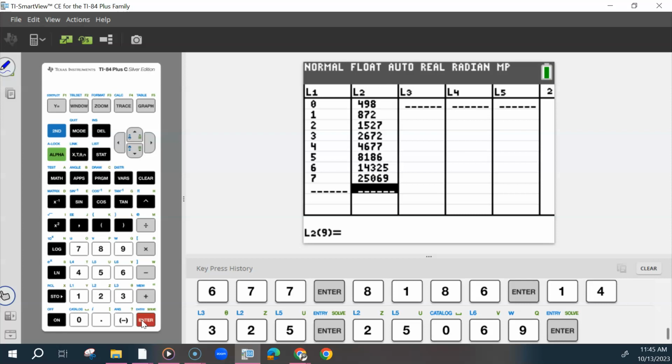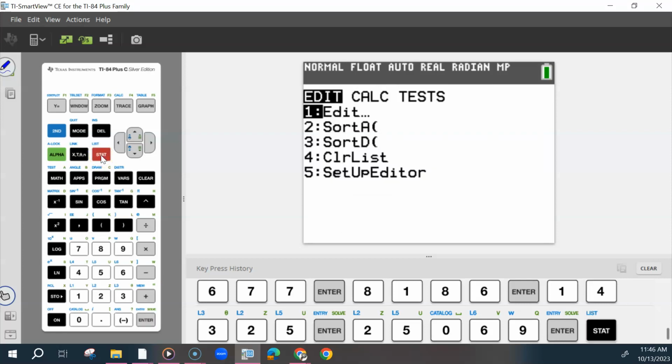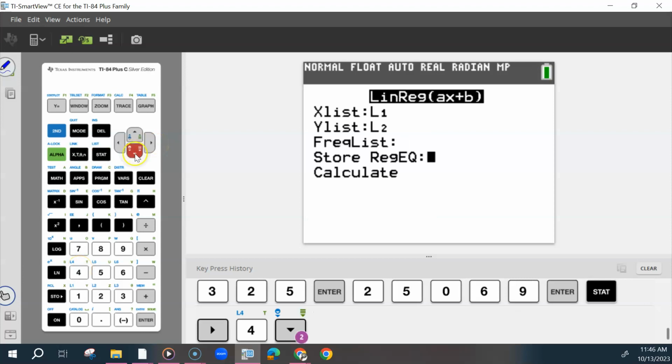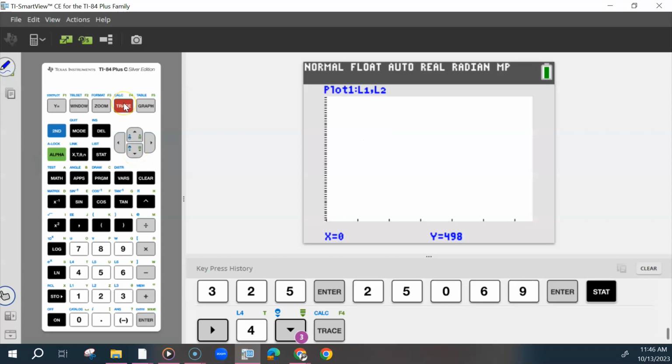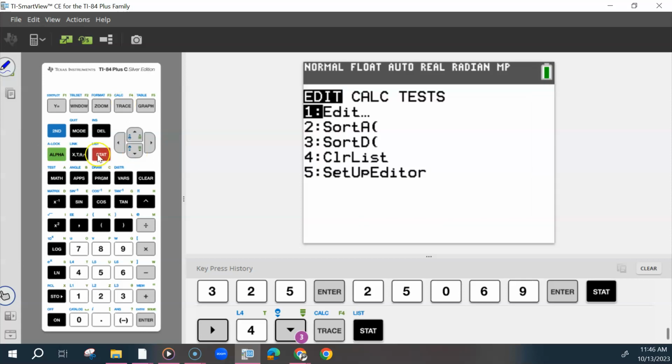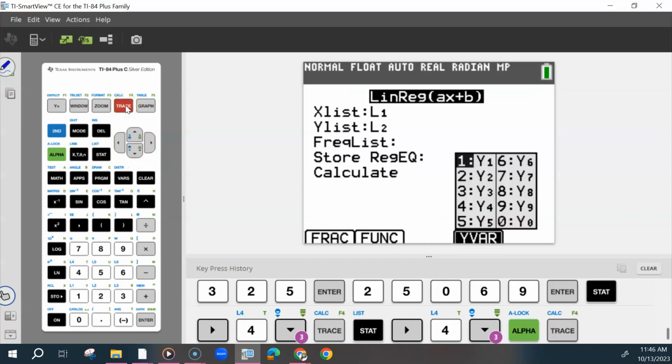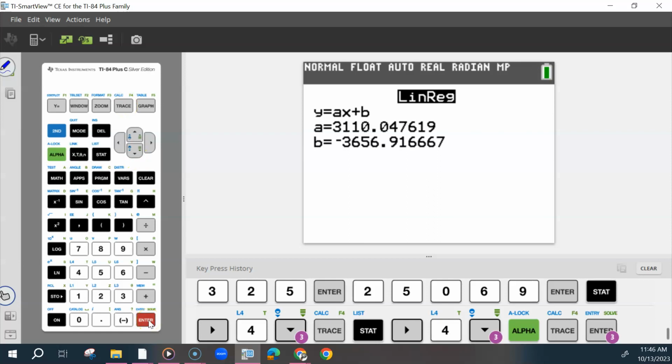Right. Some of you already started moving on to the second step. I'm going to do that up here, but if you need me to walk you through it again, I will do that. Stat, scroll over to calculate, number 4, go down to store, regression, equation, alpha trace. But that's not what I just did. Try again. This is quick. Enter 3 times.